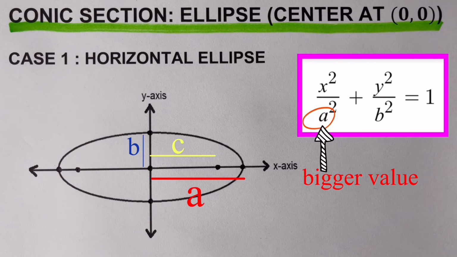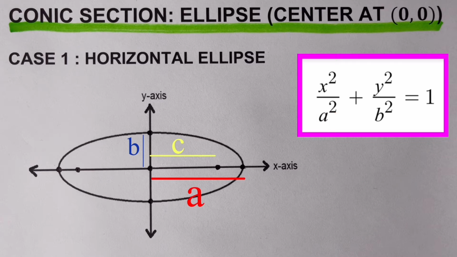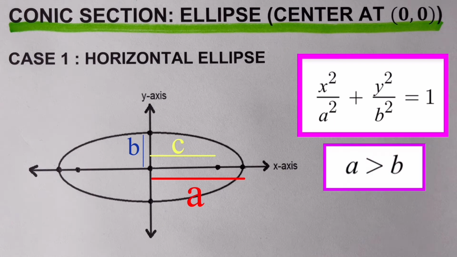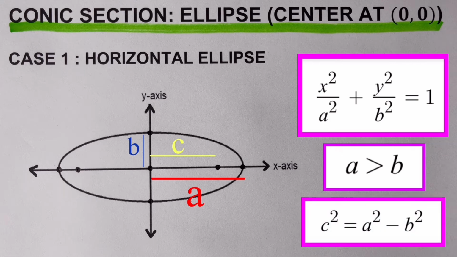This means that if the denominator of x squared is bigger compared to the denominator of y squared, then we can come up with a horizontal ellipse. We also remember that our a value, which is the semi-major axis, will always be greater than b, which is the semi-minor axis. That's always, every time. And the equation that can be used to determine the length of c, that is from the center to the focus, is c squared equals a squared minus b squared.